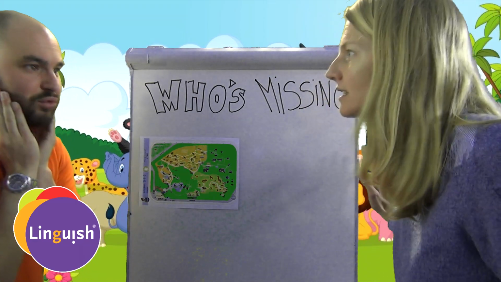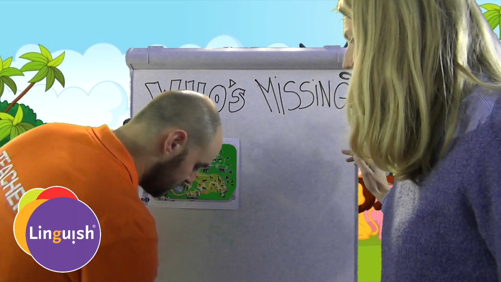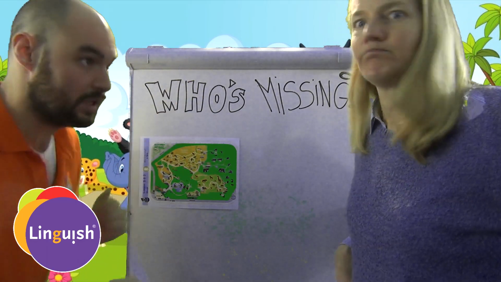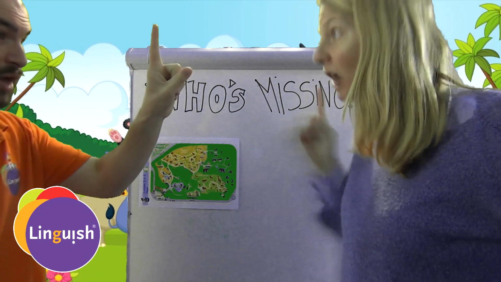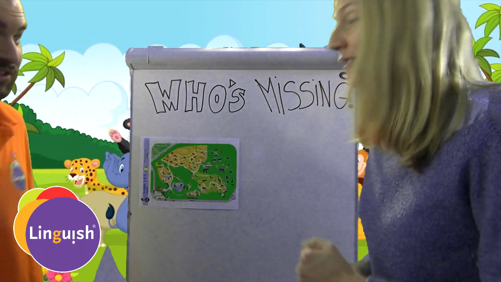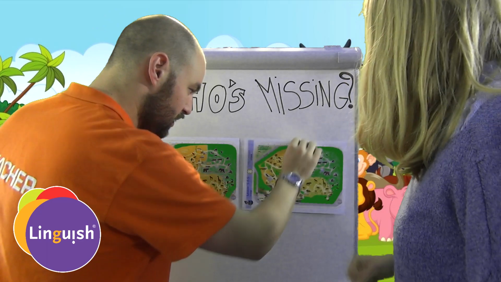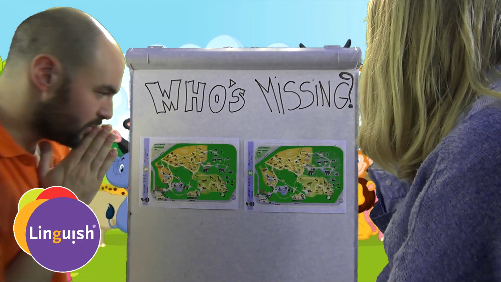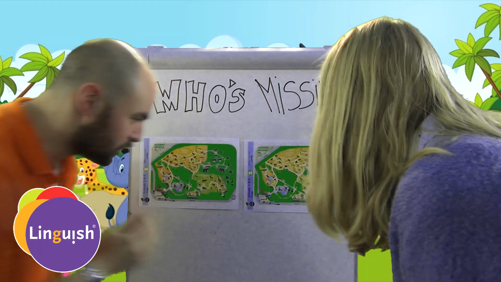What? There was a problem. One animal escaped the zoo. Repeat. One animal escaped the zoo. Now look at this zoo. One animal escaped the zoo.